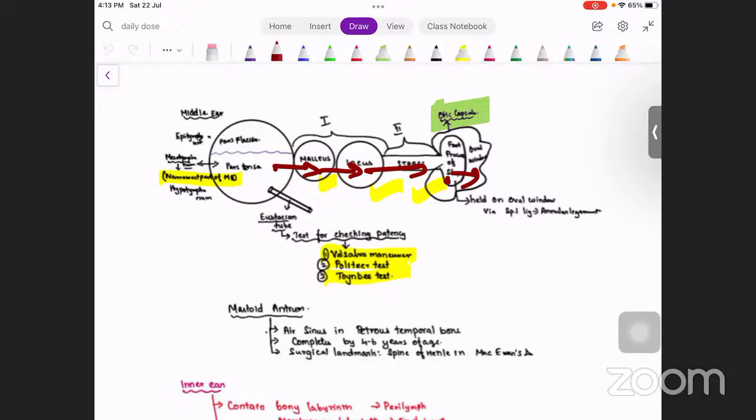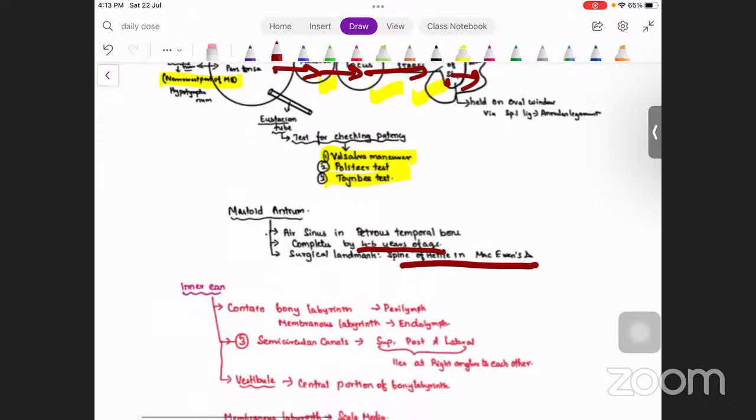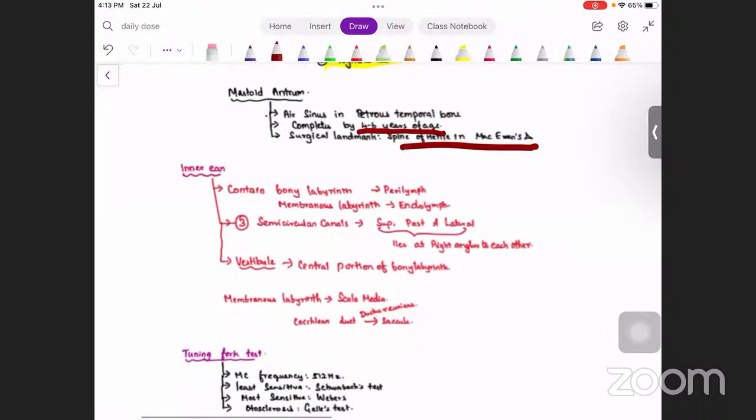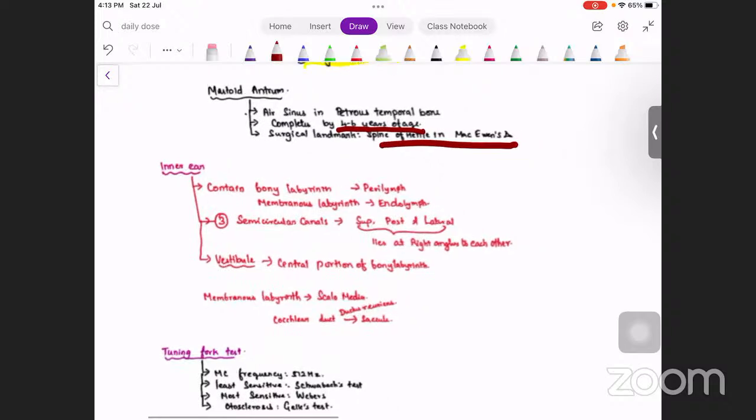Apart from that, you have the mastoid antrum, an air sinus in your petrous temporal bone, which completes by 4 to 6 years of age. The surgical landmark of the mastoid antrum is the spine of Henle, in the McEwen's triangle. Okay, apart from that, the inner ear contains a bony labyrinth and the membranous labyrinth, which contains perilymph and endolymph, and it contains three semicircular canals: superior, posterior, and lateral, all three lying at right angles to each other.